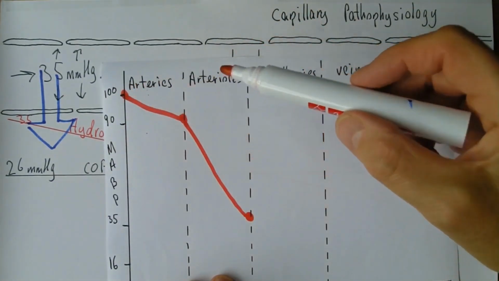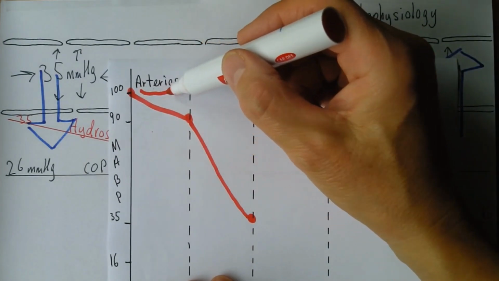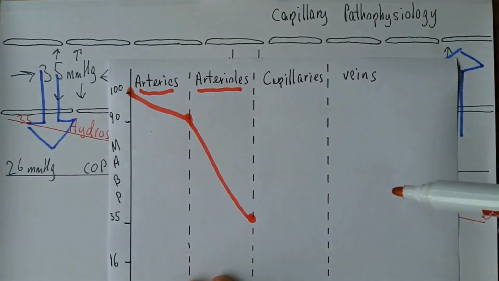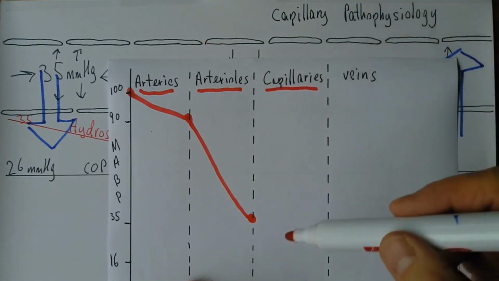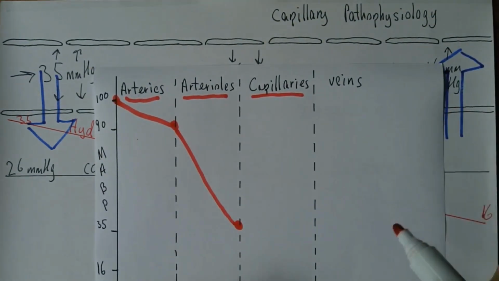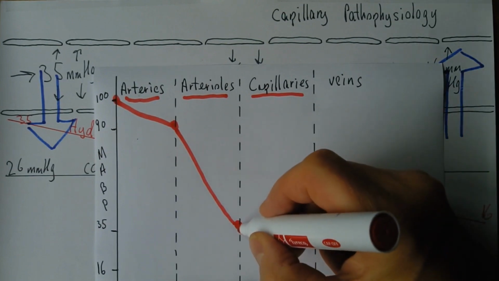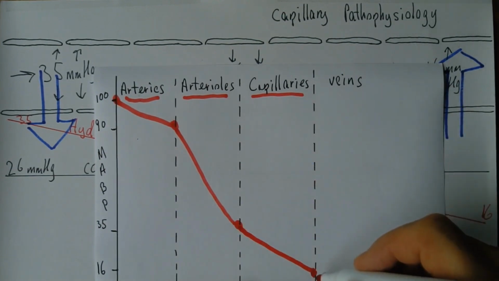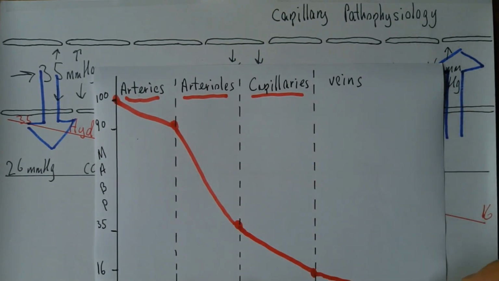That's in the arterioles. So this is in the arteries, that's in the arterioles. And then when we get into the capillaries, there's going to be a further pressure drop, as we know, from about 35 down to about 16 millimeters of mercury. Going to be a pressure drop there, and then the pressure is going to be even lower in the veins.